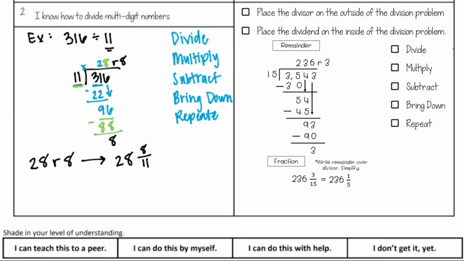I can make my answer a fraction by putting the remainder over the divisor because there's 8 pieces out of 11 left.